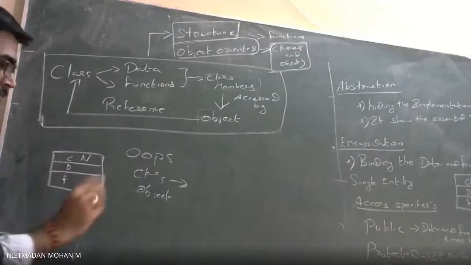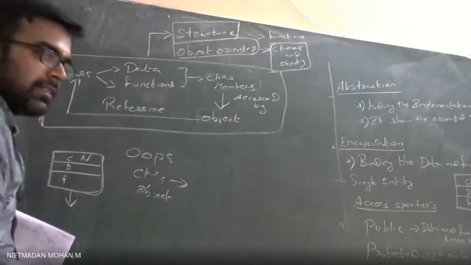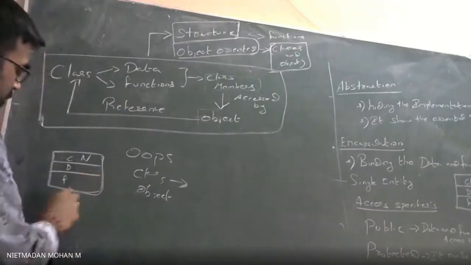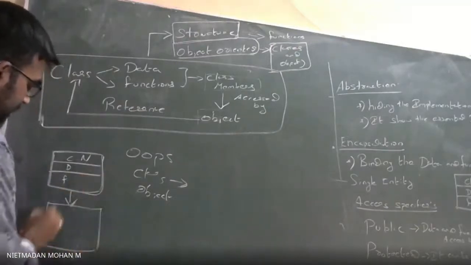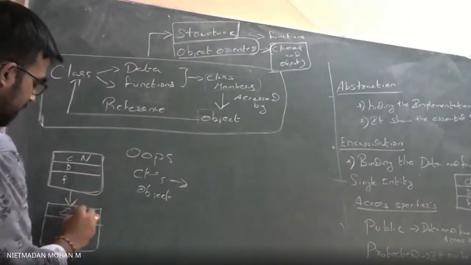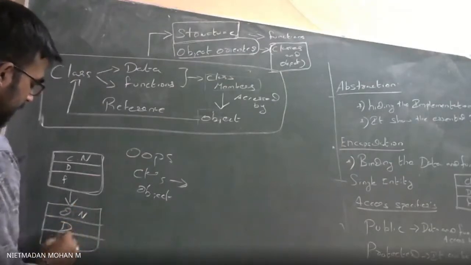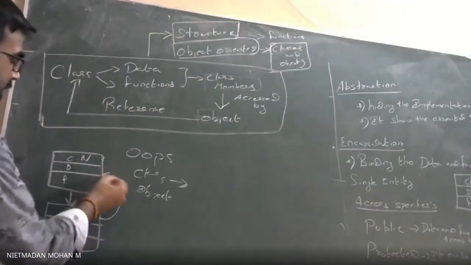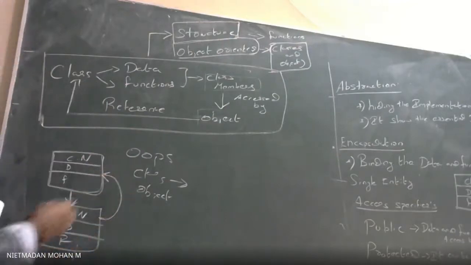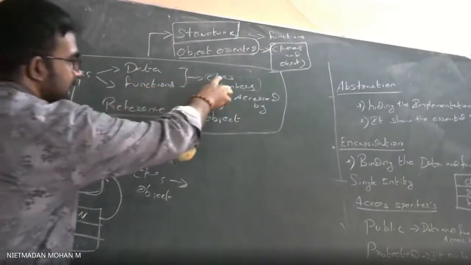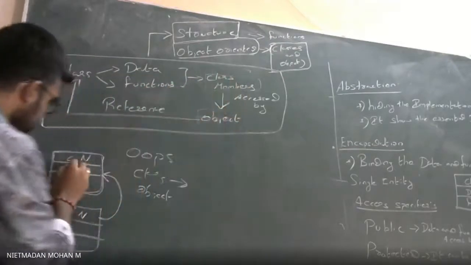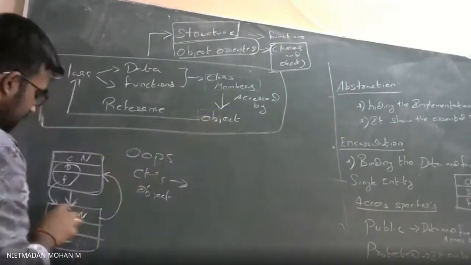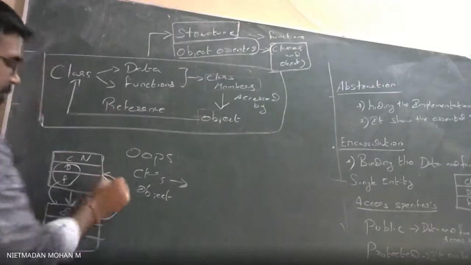Based upon this blueprint, we are going to create objects, each with an object name, data and function. It means that this object will be a reference of this particular class. So this is the concept. Data and function will be known as class members. These two class members can be accessed by this object, and this object will be a reference of this particular class. Clear?